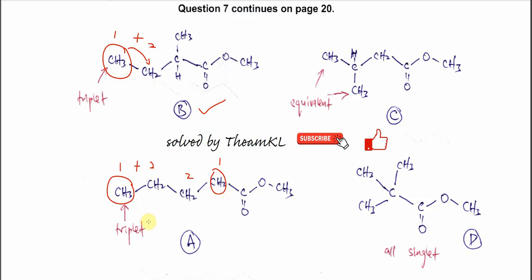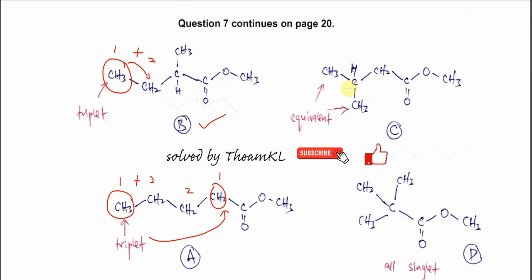This one also can form triplets. Okay, only this carbon and this carbon can form triplets. Okay, the rest cannot. This one will form 1 plus 2 plus 2, so it will form 5 peaks in the signals. This one only singlet. Okay, so A and B, yes, can now. How about C? C cannot.